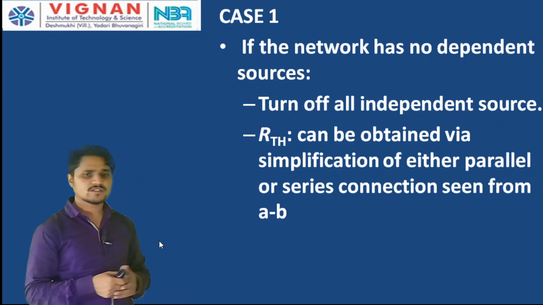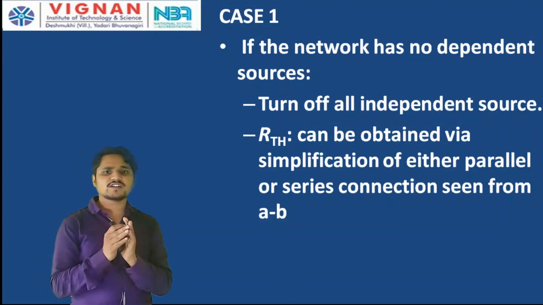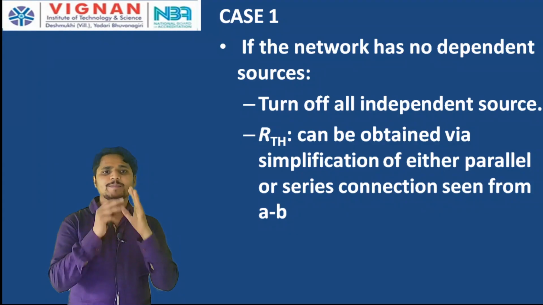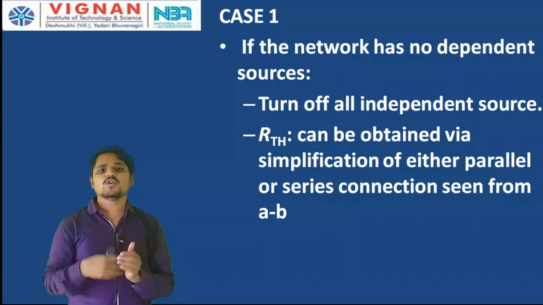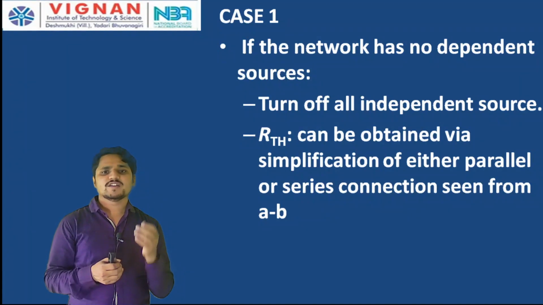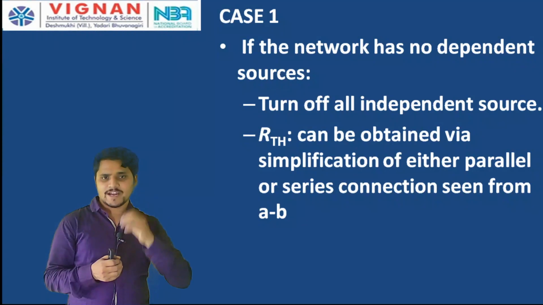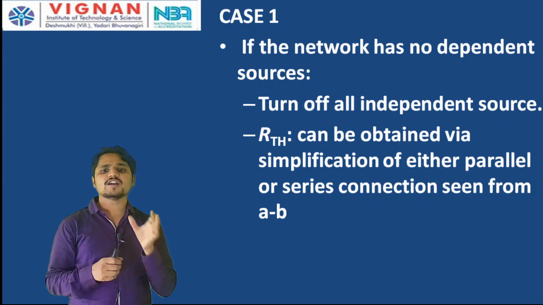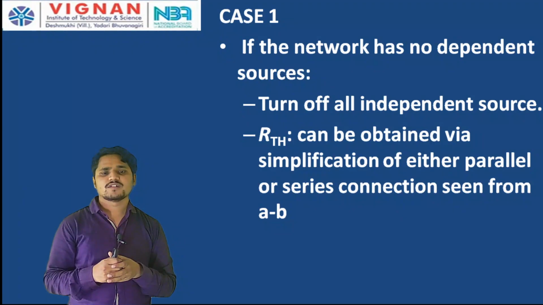The first case is if the given network has no dependent sources, that means the given network has only independent sources. Then how do we proceed to apply Thevenin's theorem? First of all, if the network has no dependent sources, turn off all independent sources.